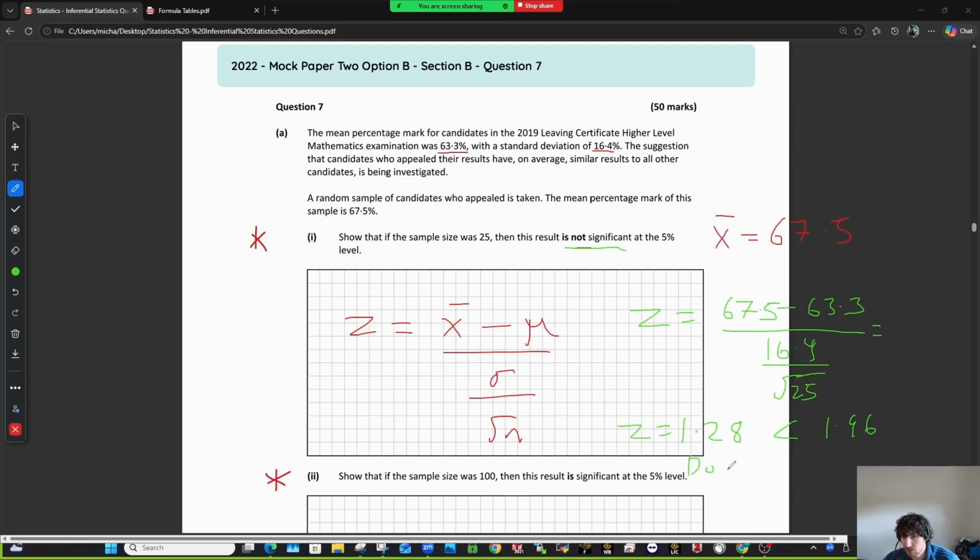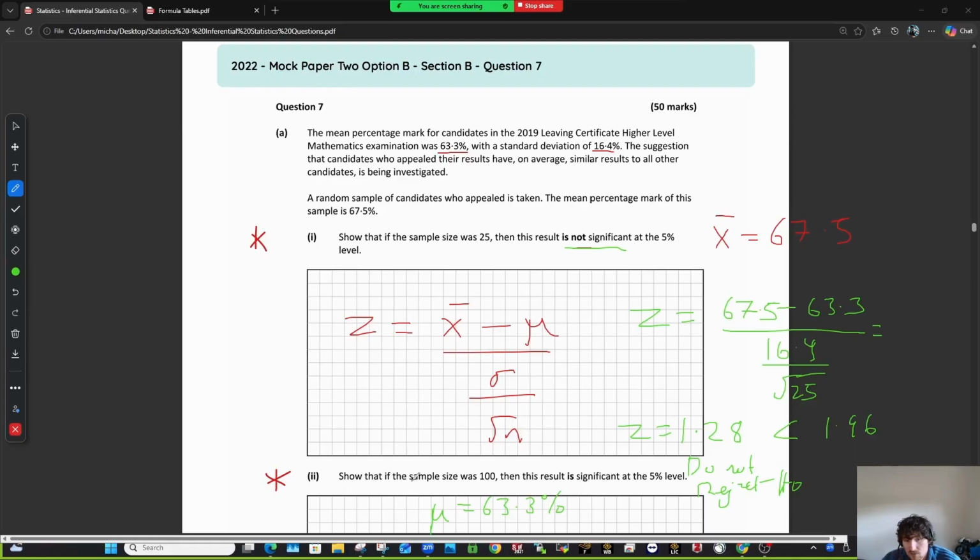So we would do not reject H0 here, where H0 would be that mu is still equal to 63.3%. So in other words, there's been no change. H0 is the no change guy. There's been no change from the mean. That would be our conclusion.